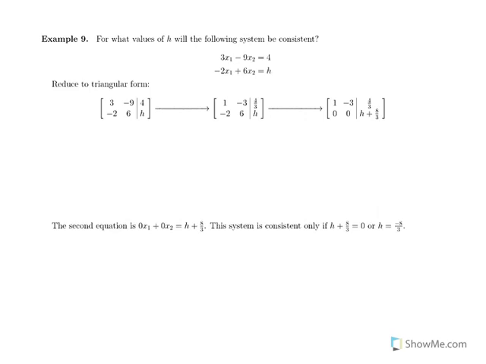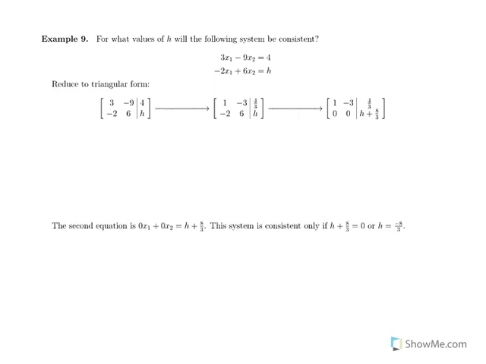Last example here, going to be a little bit different. We're going to be given a system. We're going to say that h is some value, and I want to find for what values of h will the following system be consistent. So I'm going to go through and try to get this triangular form, going through row operations, and then think about this no solution thing that I just came up with.